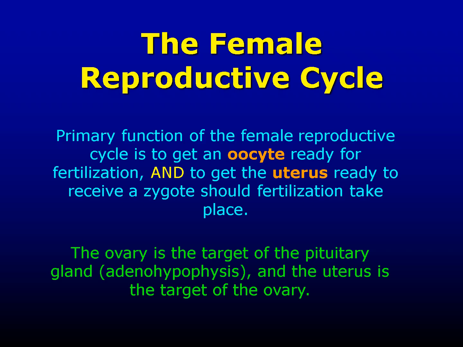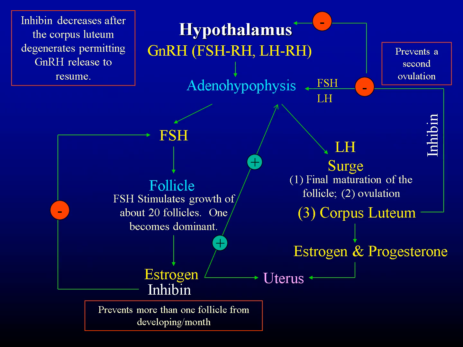The ovary is the target of the pituitary gland, adenohypophysis, and the uterus is the target of the ovarian hormones and corpus luteum. The ovarian and uterine cycles occur in non-pregnant females between the ages of 11 to 50. They involve cyclic histological and physiological changes in both the uterus and ovary. Each cycle takes 1 month. Above is a schematic of the hormonal regulation of the ovarian cycle.